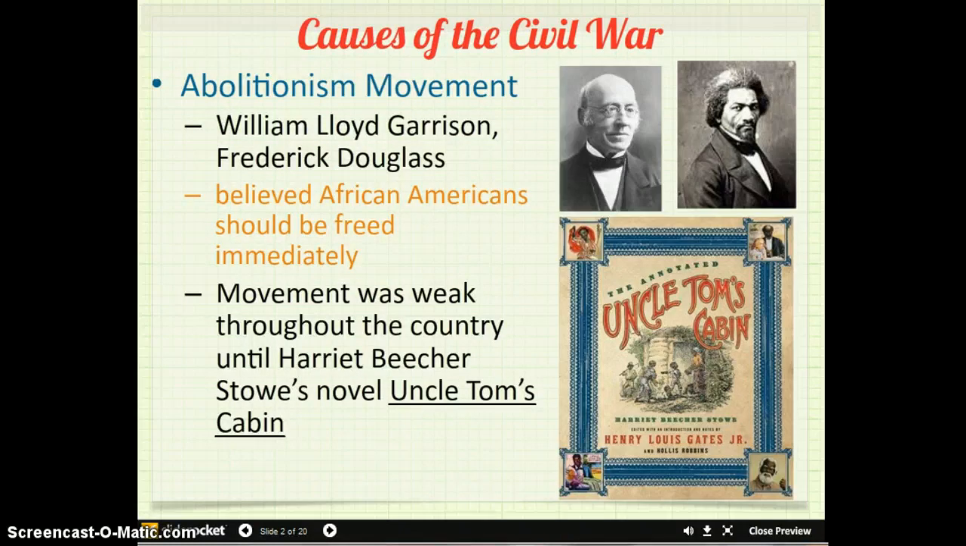First, the abolitionism movement. This was the belief that African Americans should be freed immediately. Two major leaders in the abolition movement were William Lloyd Garrison and Frederick Douglass. Now, this movement was very weak throughout the country until Harriet Beecher Stowe wrote the novel Uncle Tom's Cabin. After Uncle Tom's Cabin, many Northerners sided with the abolitionists.